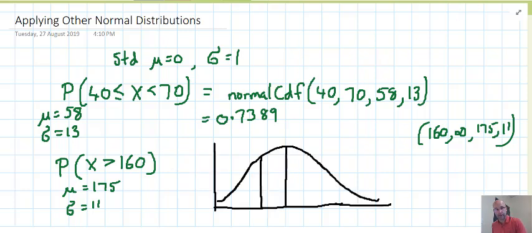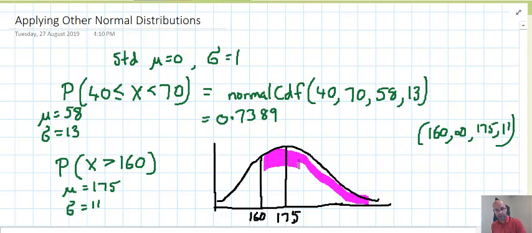Now last time, in the last video, I said it's very important to draw diagrams, and basically we need to do that with this because we need to work out what area we're trying to find, and the mean, not 0, it's 175 because this is not a standard distribution. We want everything above 160, and so what we're looking at is this area through to infinity. You can see that there.